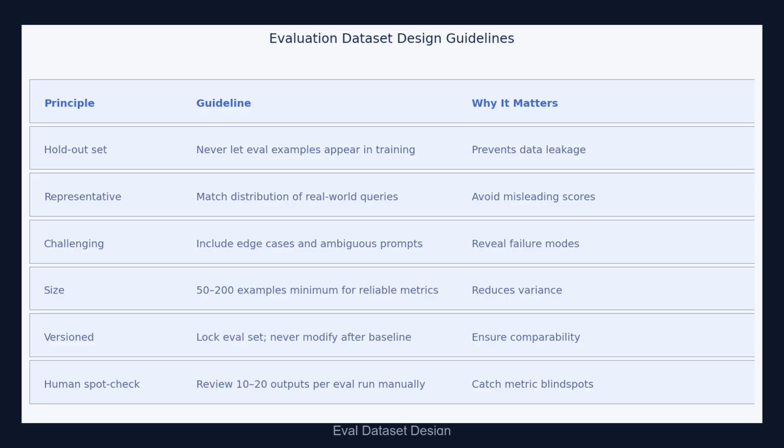Once you finalize your evaluation set, lock it and don't modify it. Changing the evaluation set between runs makes comparisons meaningless. Finally, spot check 10 to 20 outputs by hand on every evaluation run. Automated metrics have blind spots, and a human reading actual outputs will catch things no score captures.